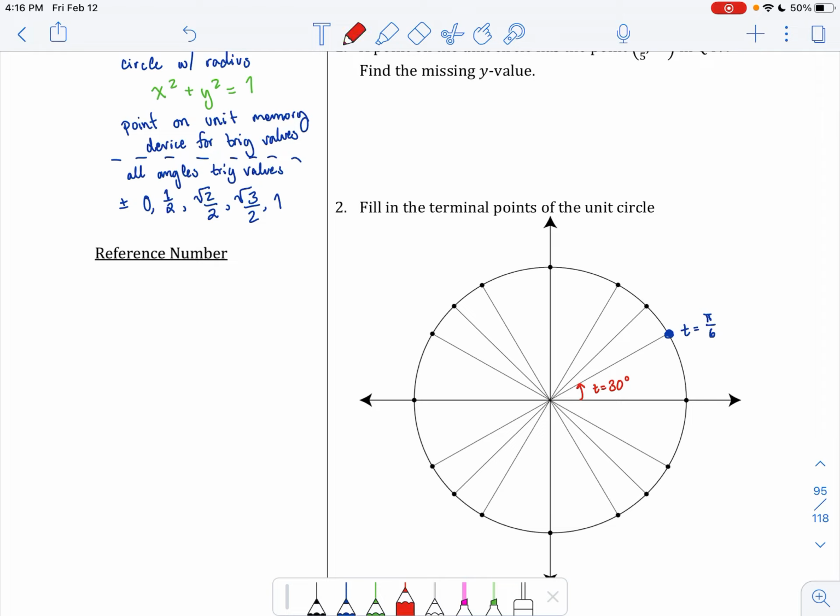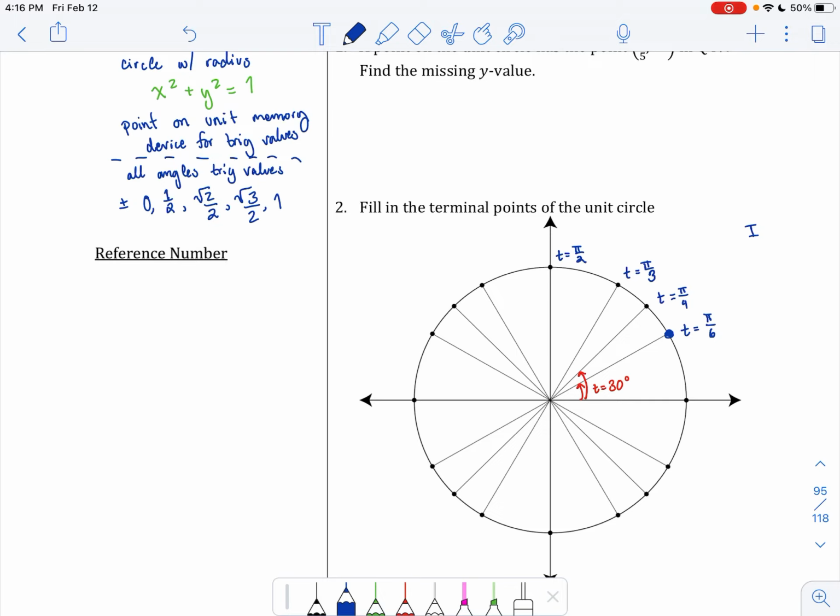The next one here, going up from the bottom, you'll notice it's halfway through this quadrant, which is quadrant 1. This is 45 degrees, which is pi over 4 from the table. And then we have 60 degrees, which is pi over 3 for our next one. And as we come around to the top, this is 90 degrees here, which would be pi over 2.